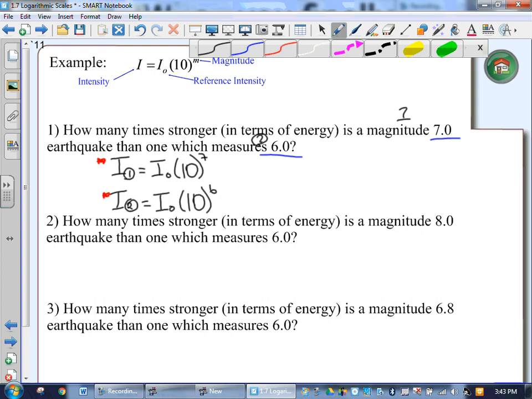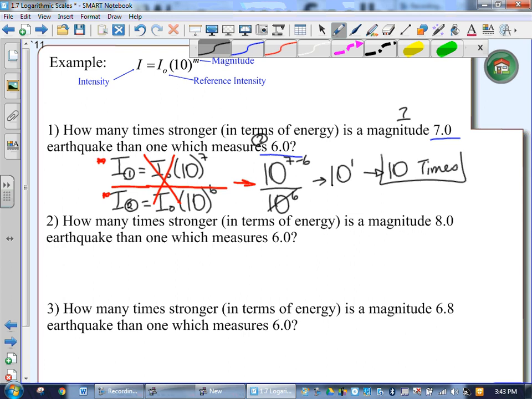Now, if I want to know how many times stronger this one is than this one, well, then I can just divide the two. So if I have my reference intensity times 10 to the power of 7 divided by reference intensity times 10 to the power of 6, my easiest simplification is to cancel out those reference intensities because they're going to be the same. Which leaves me with 10 to the power of 7 divided by 10 to the power of 6. Subtract your exponents and you're left with 10 to the power of 1, or 10 times.